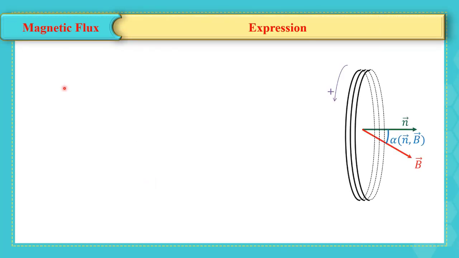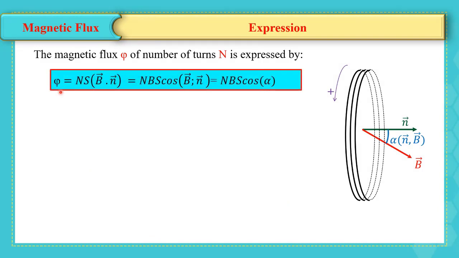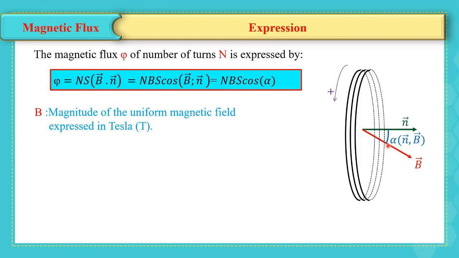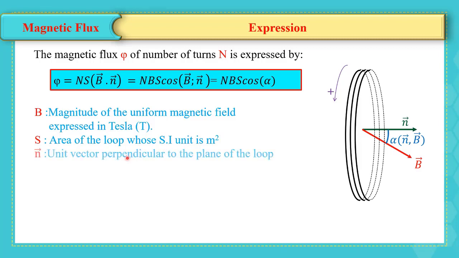Now back to the magnetic flux, its expression is equal to flux equals N S multiplying B vector dot n vector, which is equal to N times B times S times cosine of the angle between B vector and n vector, which is equal to N B S cosine alpha, where alpha is the angle between the normal unit vector n and the magnetic field vector B. B is the magnitude of the uniform magnetic field expressed in Tesla. S is the area of the loop whose SI unit is meter square, and n is the unit vector perpendicular to the plane of this loop.